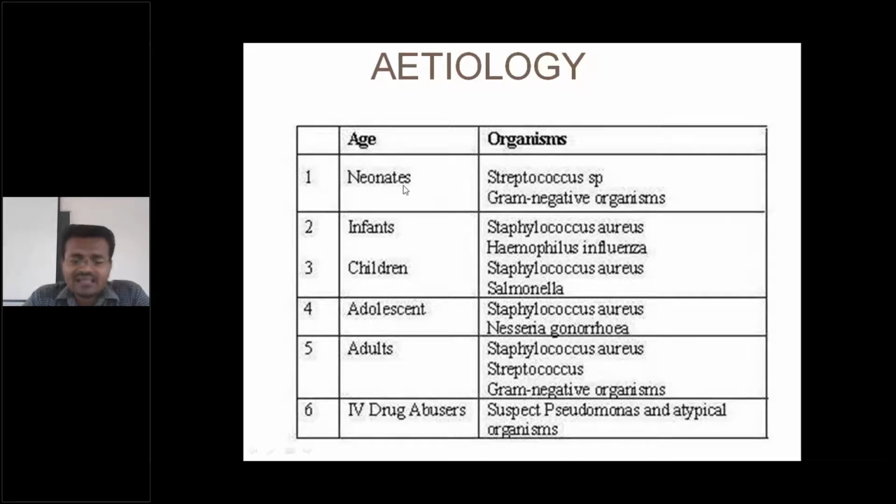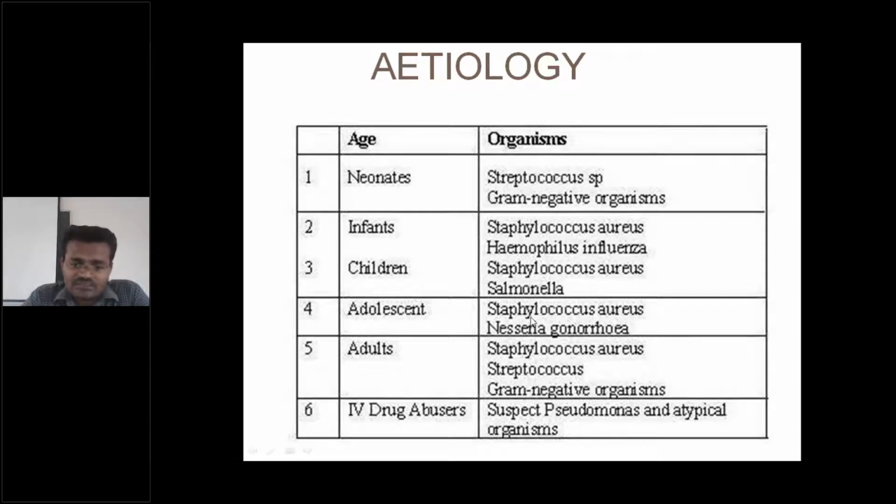But depending upon the age group, there are different organisms specific to that age group. In neonates, Streptococcus and gram-negative organisms. In infants, Staph aureus and Haemophilus influenzae. In children, recently Haemophilus influenzae is very less, because many children are getting the Hib vaccine, because of which this infection is less these days, but the most common ultimately is Staph aureus only.